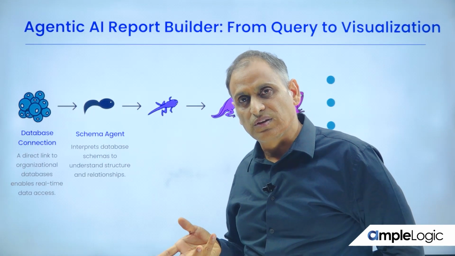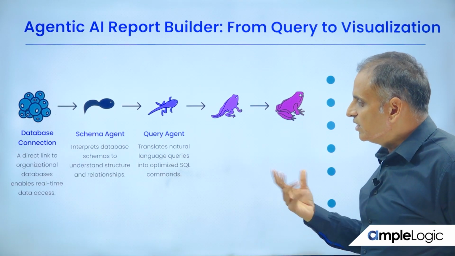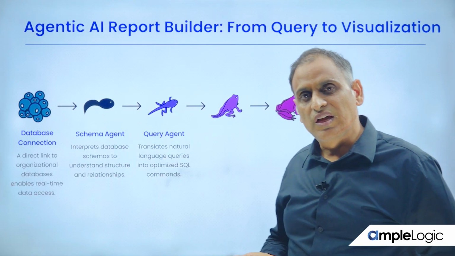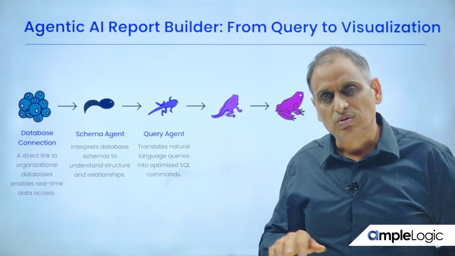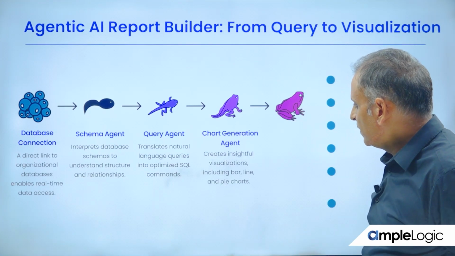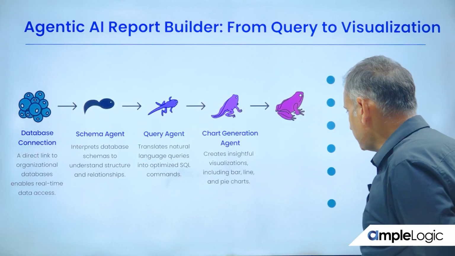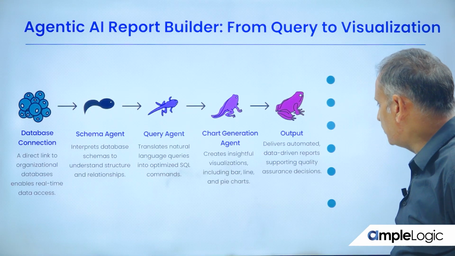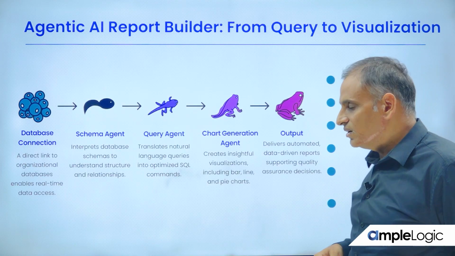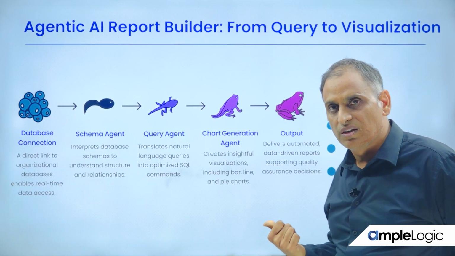It understands this particular database schema, right? And then the query agent translates your natural language into SQL queries. Once you're typing in something, it is able to convert it into SQL queries. And the chart generation agent generates these charts by itself. The output delivers automated, data-driven reports. So this is what the agentic AI report builder does.